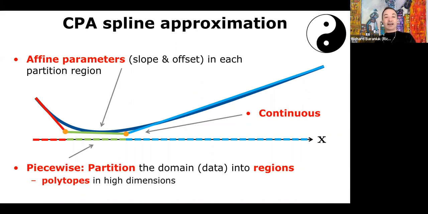In high dimensions, the concept is the same. You partition the domain. The domain now is going to be some high dimensional space. And so instead of intervals, you'll have polytopes in high dimensions. And then on each polytope, you'll have a hyperplane. Okay, hopefully this makes sense to everybody.